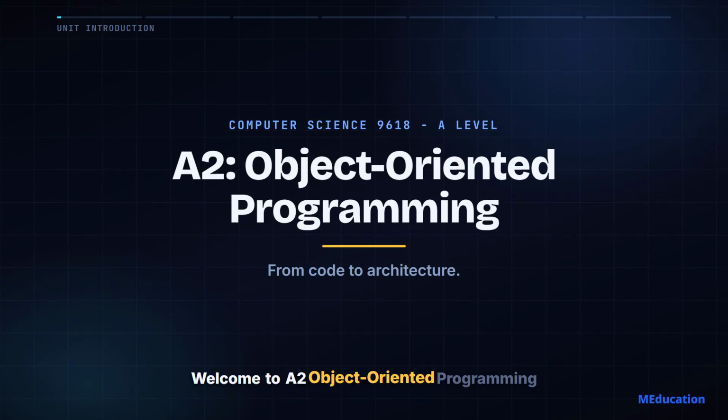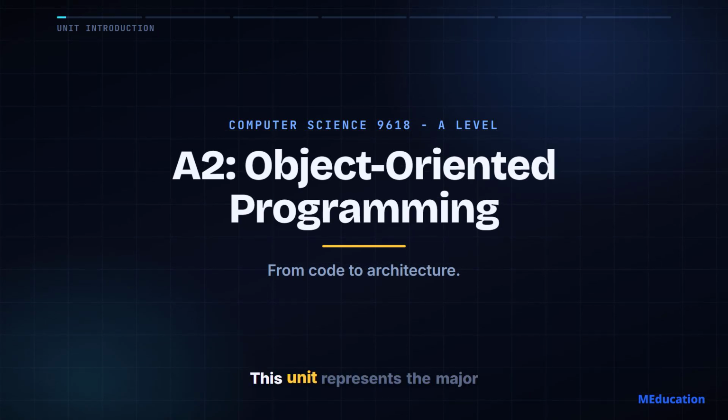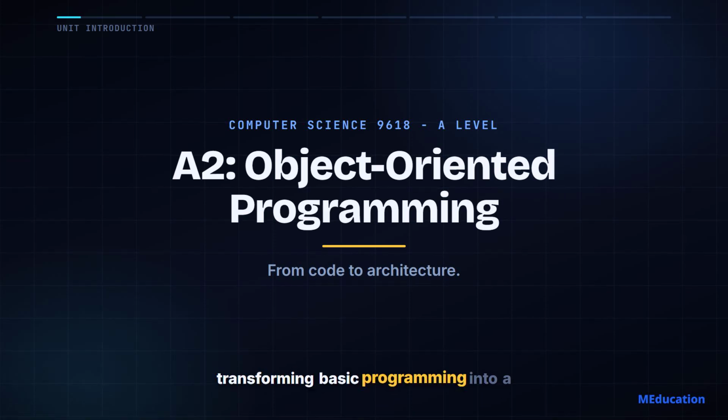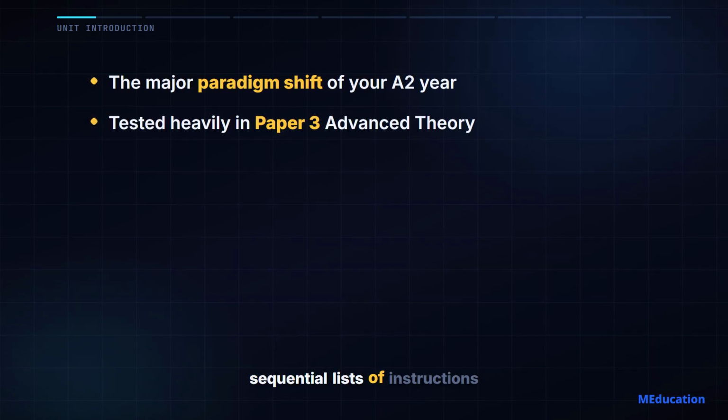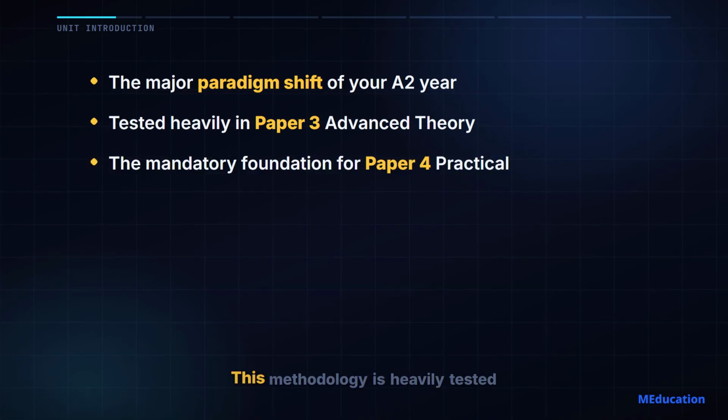Welcome to A2 Object-Oriented Programming. This unit represents the major paradigm shift of your computer science A-level, transforming basic programming into a robust system design methodology. Instead of writing long, sequential lists of instructions, you are going to design independent objects that interact with one another to solve complex problems.